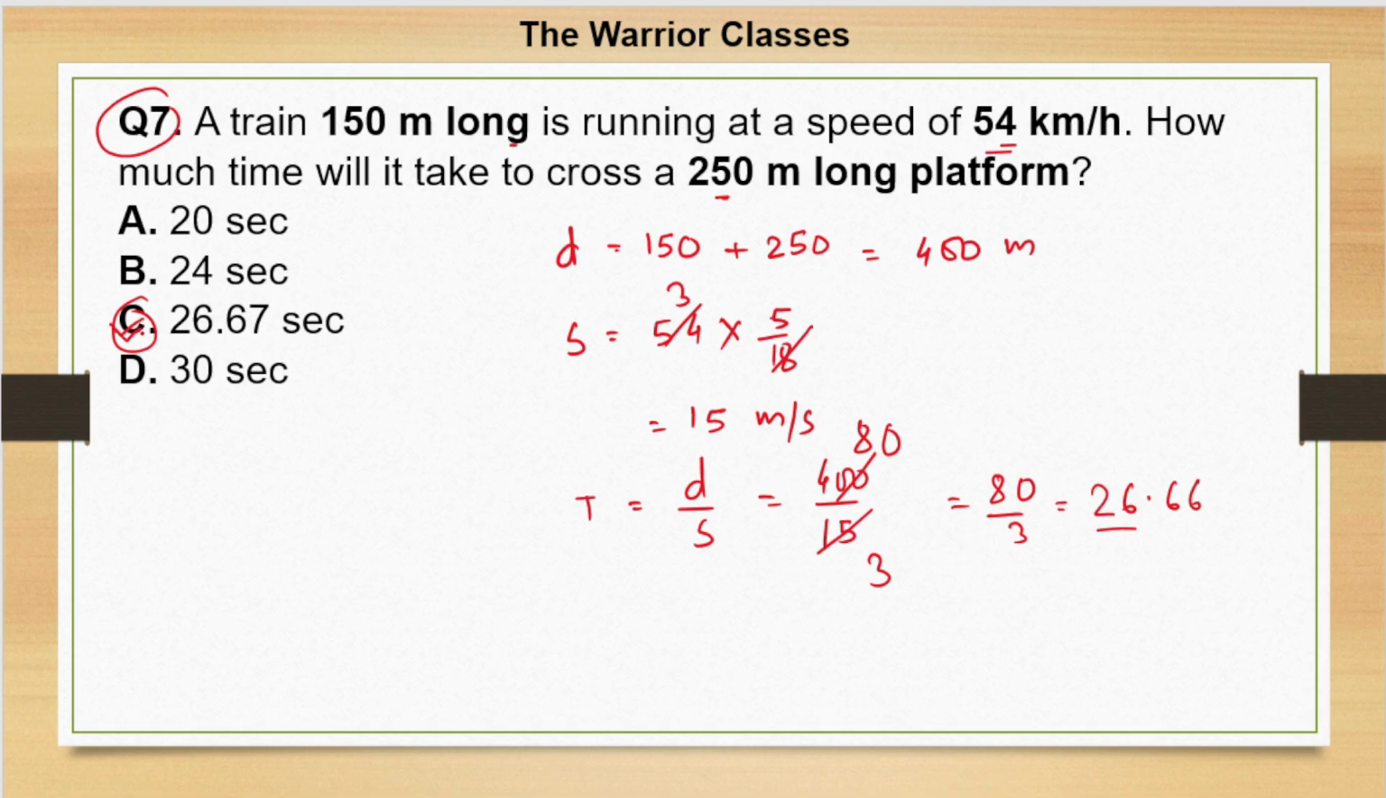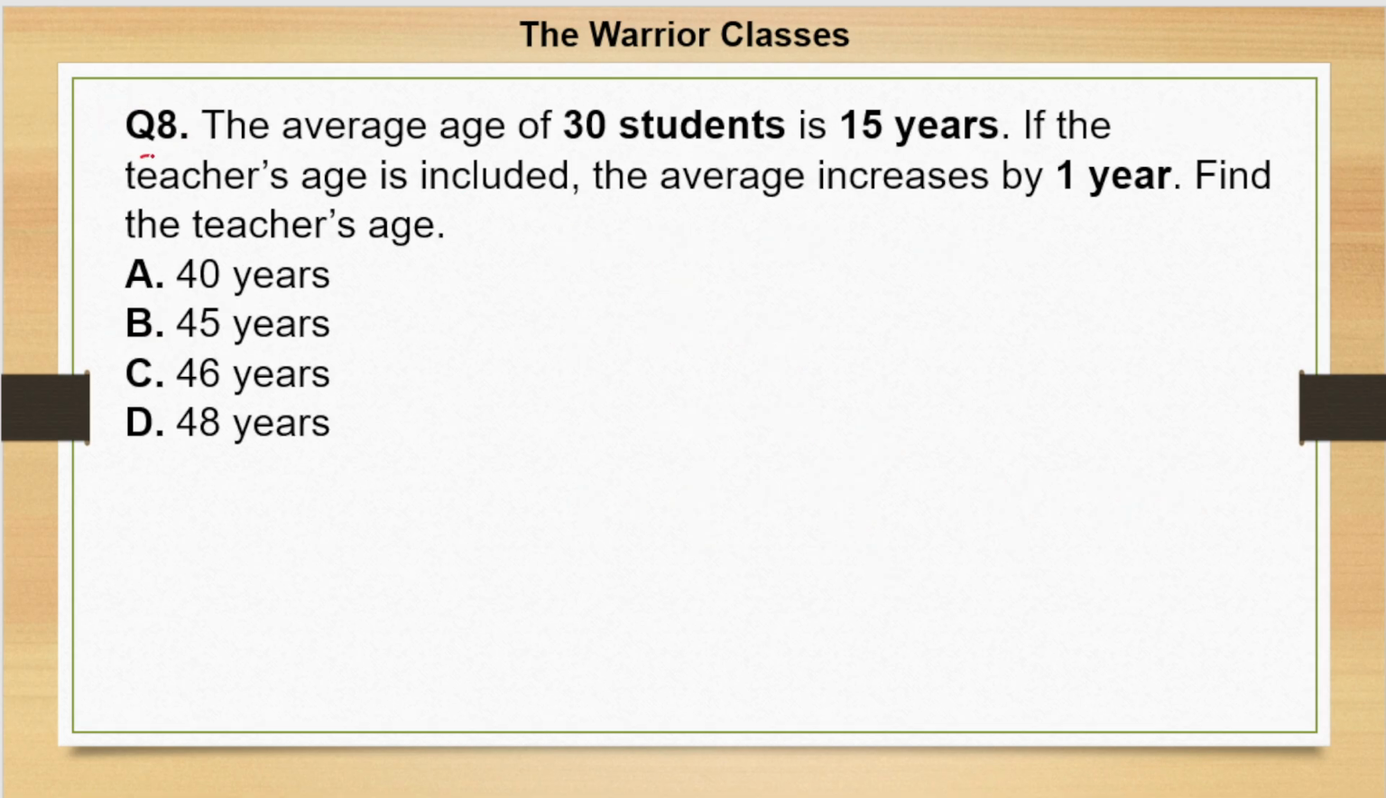Now the next question, question number 8: the average age of 30 students is 15 years. If the teacher's age is included, the average increases by 1 year. Find the teacher's age. Now the total age of 30 students is 30 multiplied by 15, right?